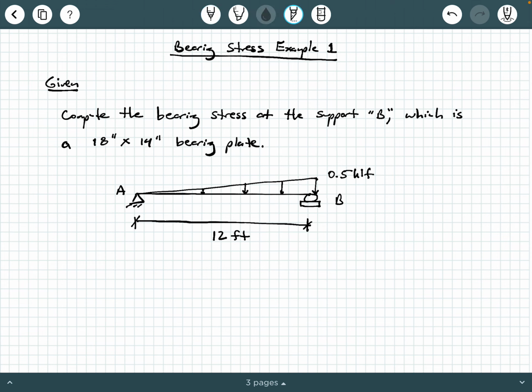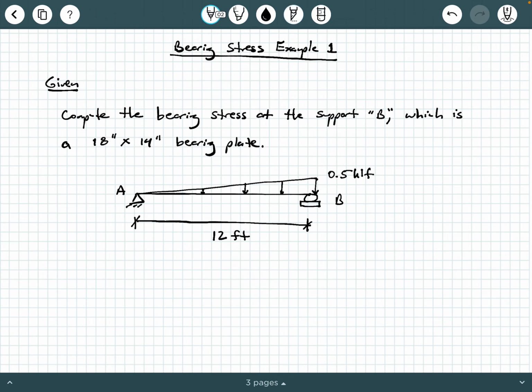So let's take a look at the given information. Here we're being asked to compute the bearing stress at the support B, which is an 18 by 14 bearing plate. So what we have here is this simply supported beam that is subject to this linearly varying load, or a triangular load. It goes from 0 at point A up to 0.5 kips per linear foot at point B. The beam is 12 feet long, and the bearing pad that's 14 inches by 18 inches is right here, okay?